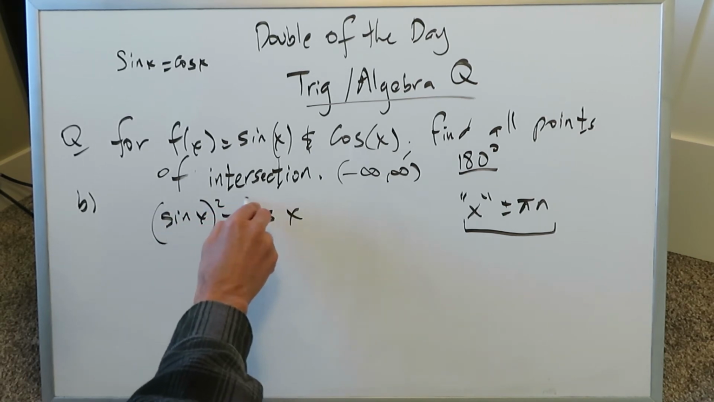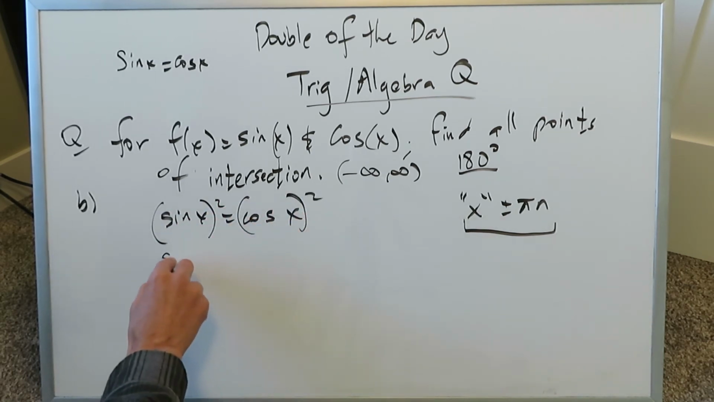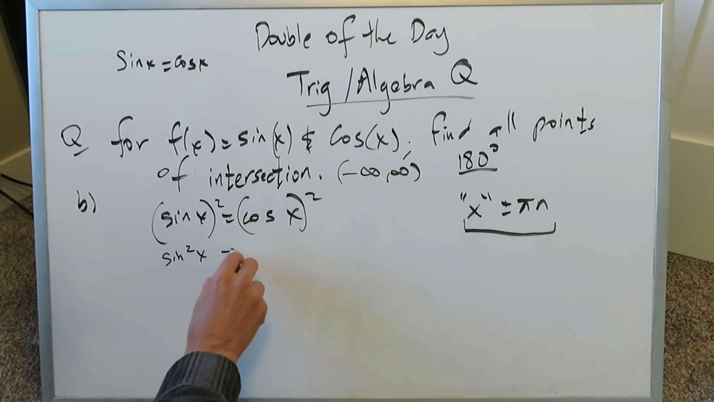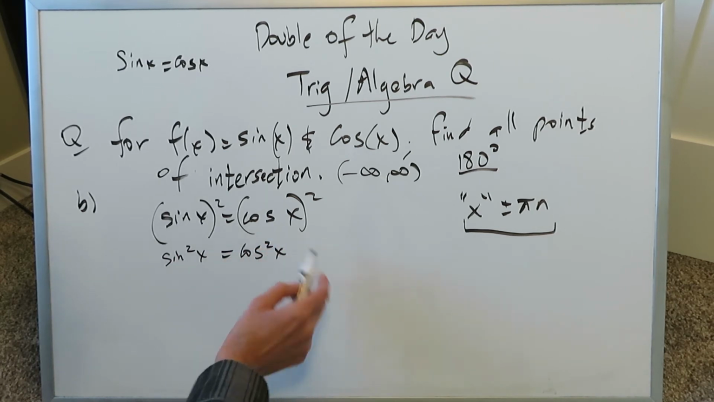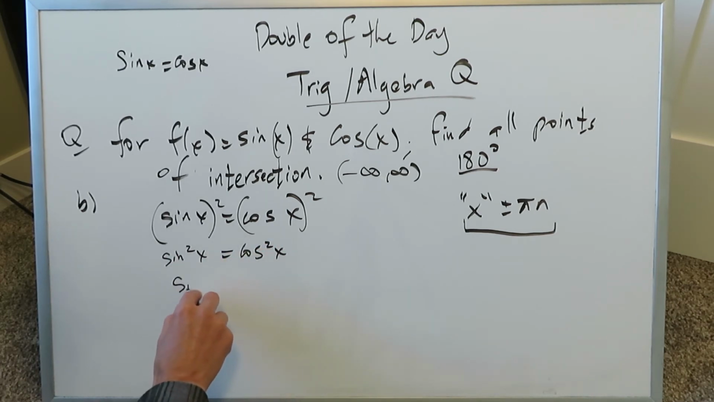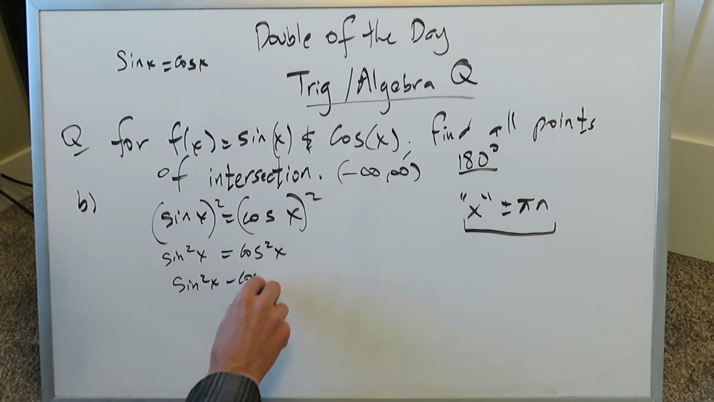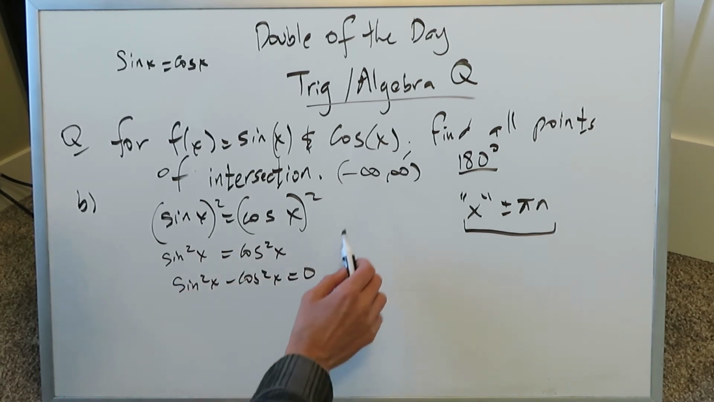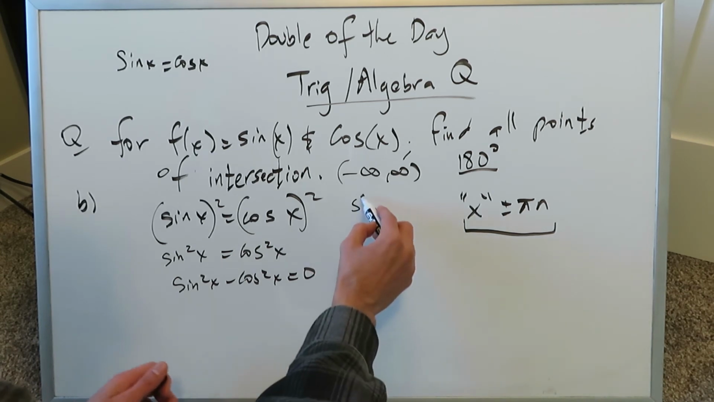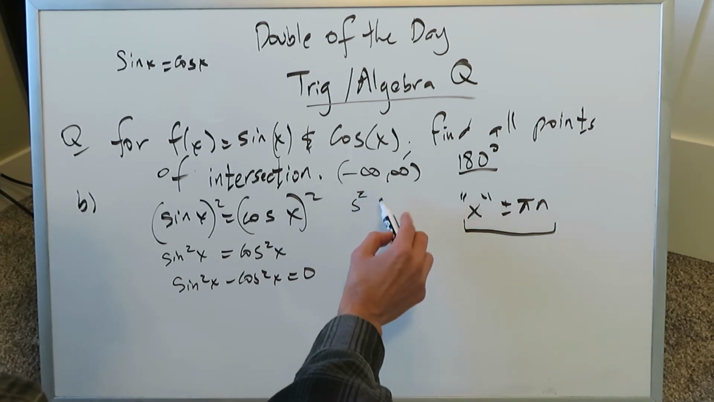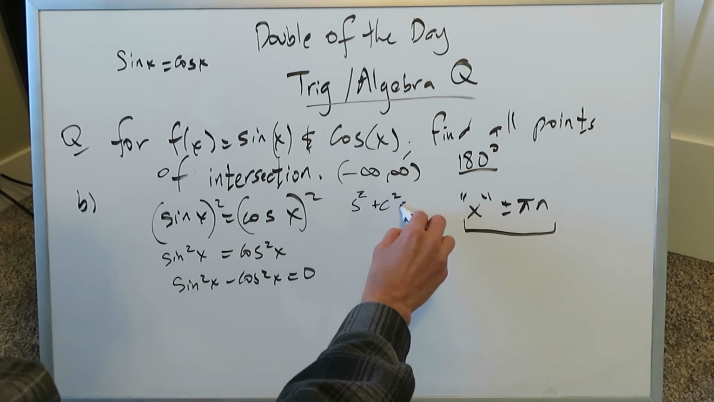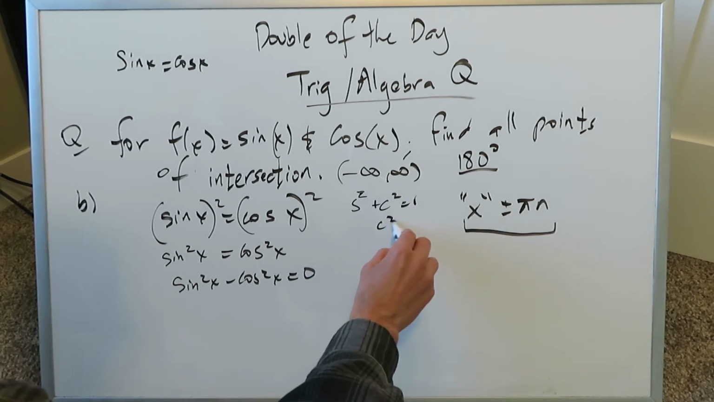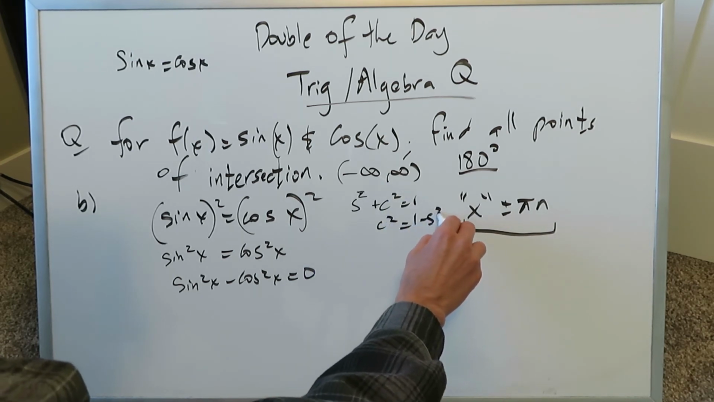Your next step should be to square everything out, because we want to bring everything here in terms of a trigonometric identity. Sine square x is equal to cosine square x. Bring it on the other side. Sine square x minus cosine square x is equal to 0 because there was nothing left after you moved the cosine. We have a trigonometric identity which you know. Sine square x plus cosine square x is equal to 1. You can solve for cosine square x is equal to 1 minus sine square x.